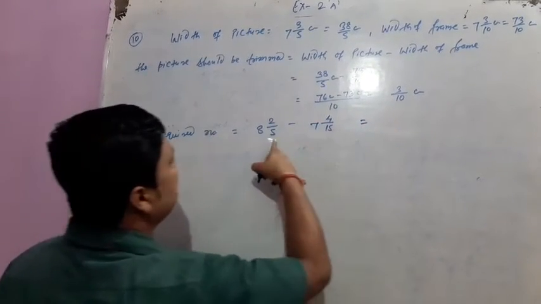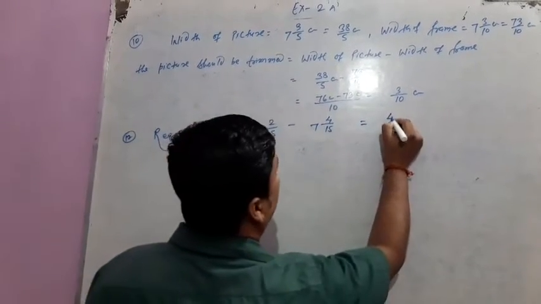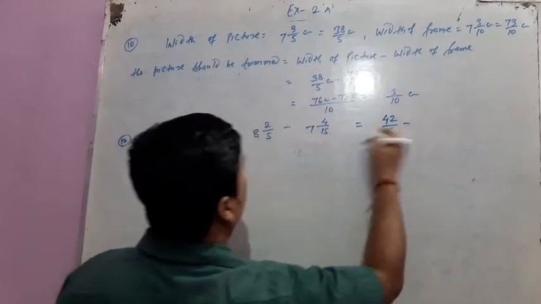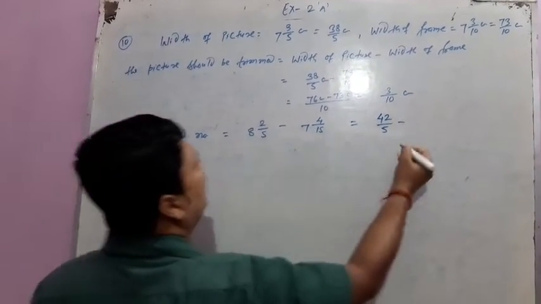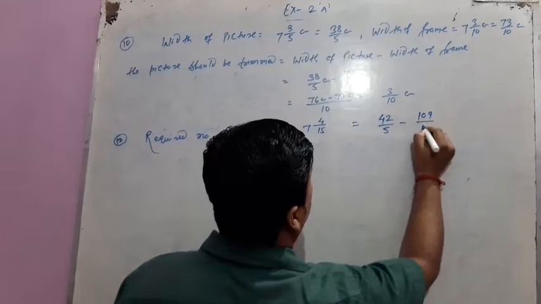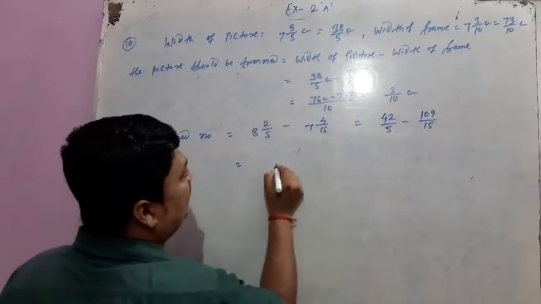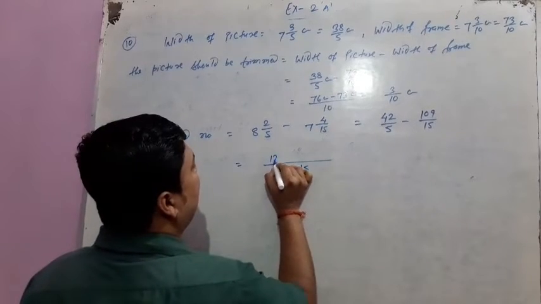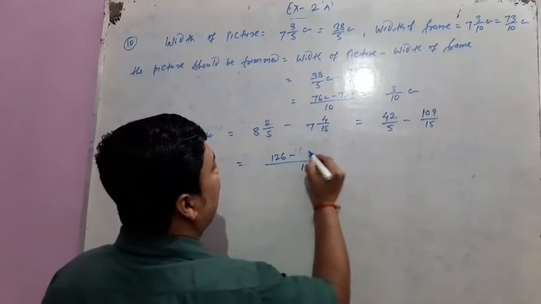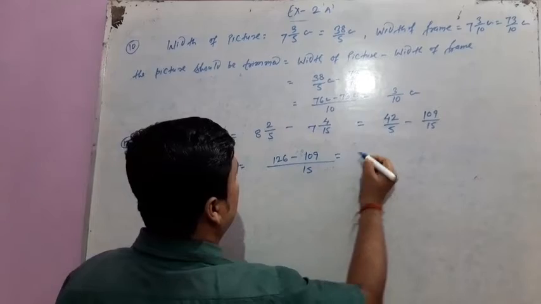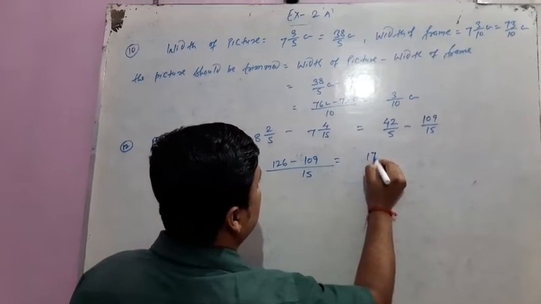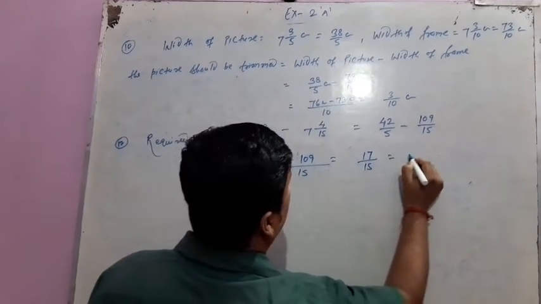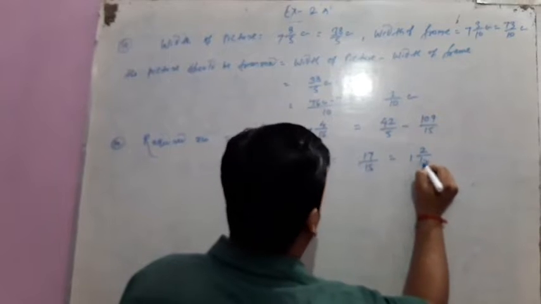Now solving the terms here, 8 times 5 is 40 and 2, 42 by 5, 15 times 7 is 105 and 4, 109 by 15. Now taking the LCM here, the LCM will be 15, 5 threes are 15, 42 threes are 126, 15 ones are 15, 109, 17 by 15, that is 1 whole 2 by 15.